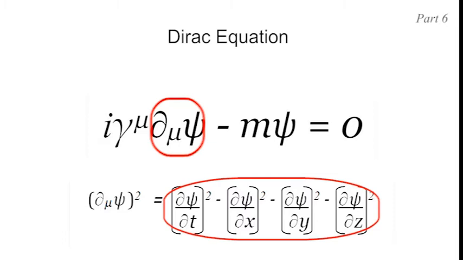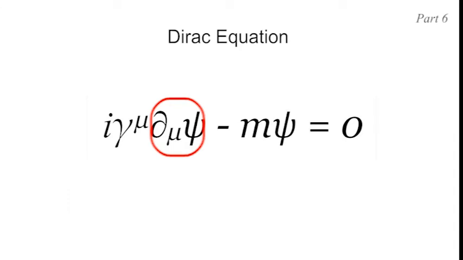Of course, we have it here in the Dirac equation as being not squared, and this actually means that we have to keep the vector nature of it. 1 part in the x direction, 1 part in the y direction, 1 in the z direction, and 1 in the time direction, if I can use that expression. I won't write it out, just bear that in mind. There are 4 parts to delta mu psi, for mu equals 0, 1, 2 and 3, namely for time, x, y and z.